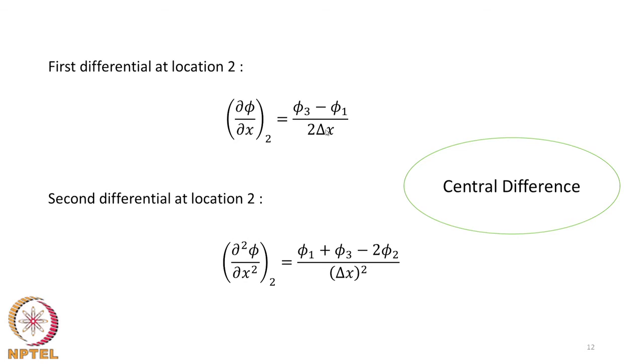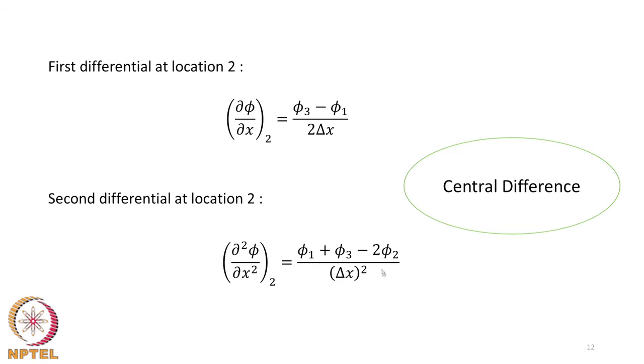If you were to write it only with the value at phi 2 and phi 1, then you would call it forward difference, and if you were to write it in terms of phi 2 and phi 3, you would call it backward difference. So, what we have written here is the central difference method, which is known to have better accuracy than the forward or backward difference methods.